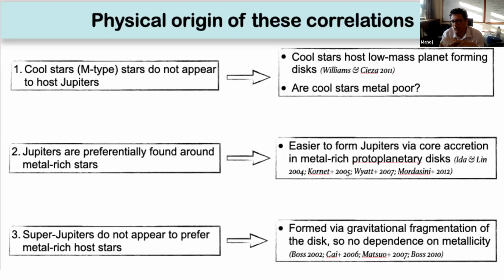So super Jupiters do not seem to show that as strongly as Jupiters. And this is a statistical statement. It doesn't mean that you don't find Jupiters around a metal poor star, but on average, you see certain trends.